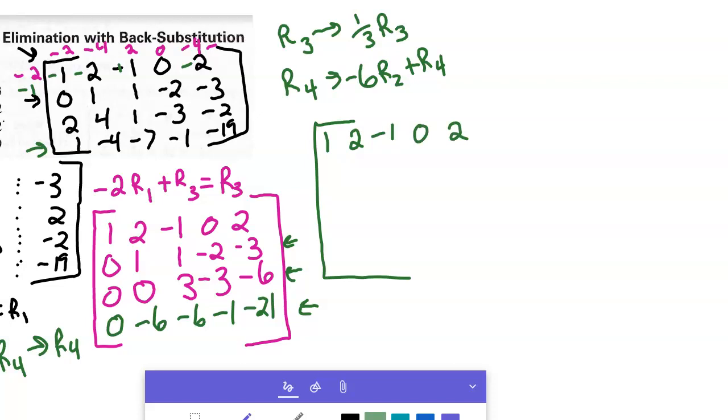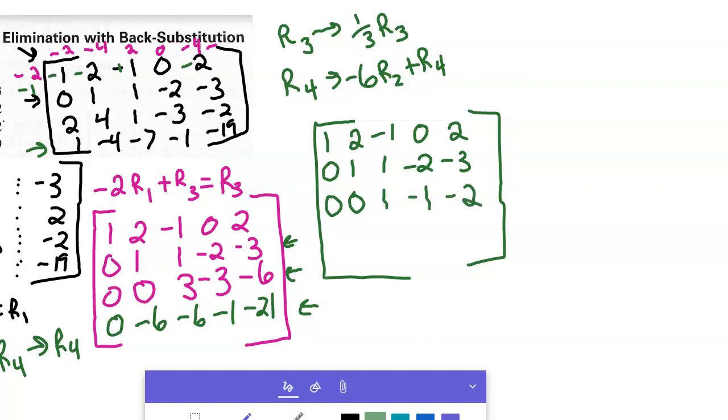That does not change. My second row does not change. It is 0, 1, 1, -2, -3. Now we are going to multiply it by a -6 here in a second, but for the matrix itself, it stays the same because we want a 1 there in that diagonal. And then my row 3, I'm going to multiply by a third, so that would be 0, 0, 1, -1, and 2, -2. So we'll multiply everything in there by 1/3.